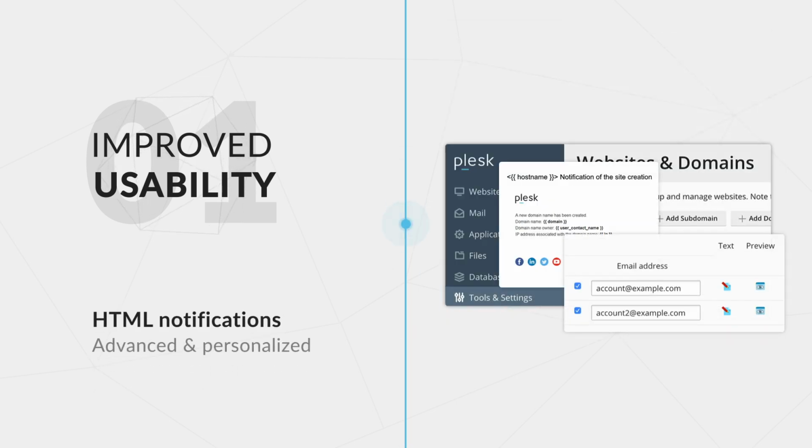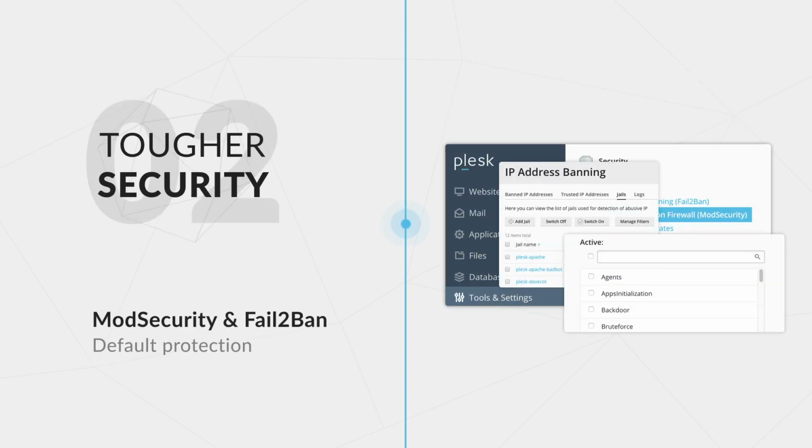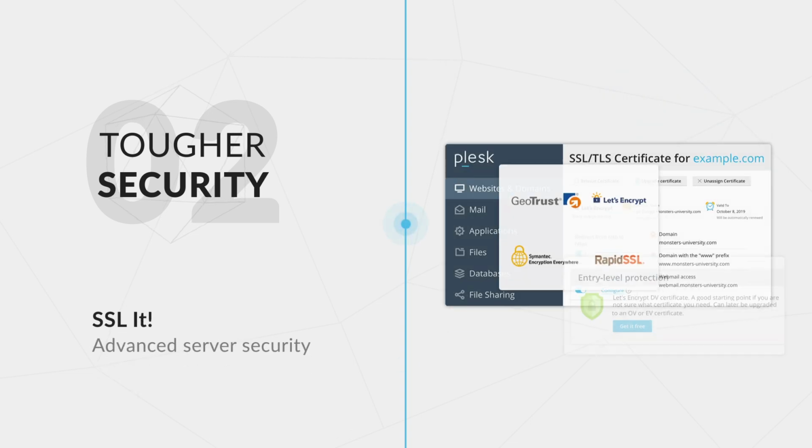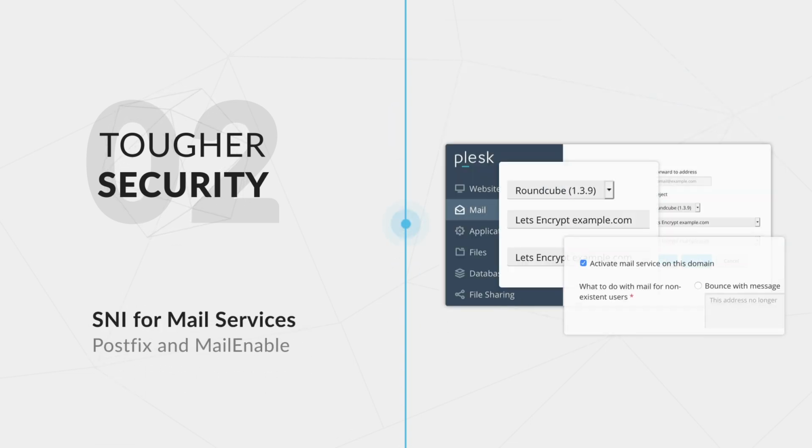Obsidian's also more robust, avoiding outages and hence revenue losses with default ModSecurity and Fail2Ban. SSL-it is the new level of server security, and SNI for mail services keeps email conversations on multiple domains secured.